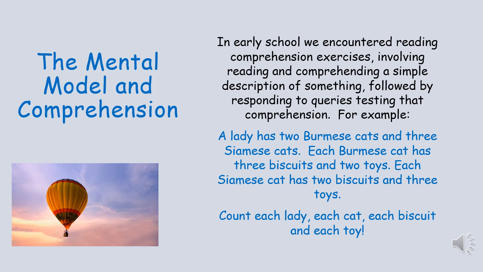For example, a lady has 2 Burmese cats and 3 Siamese cats. Each Burmese cat has 3 biscuits and 2 toys. Each Siamese cat has 2 biscuits and 3 toys. Count each lady, each cat, each biscuit and each toy.